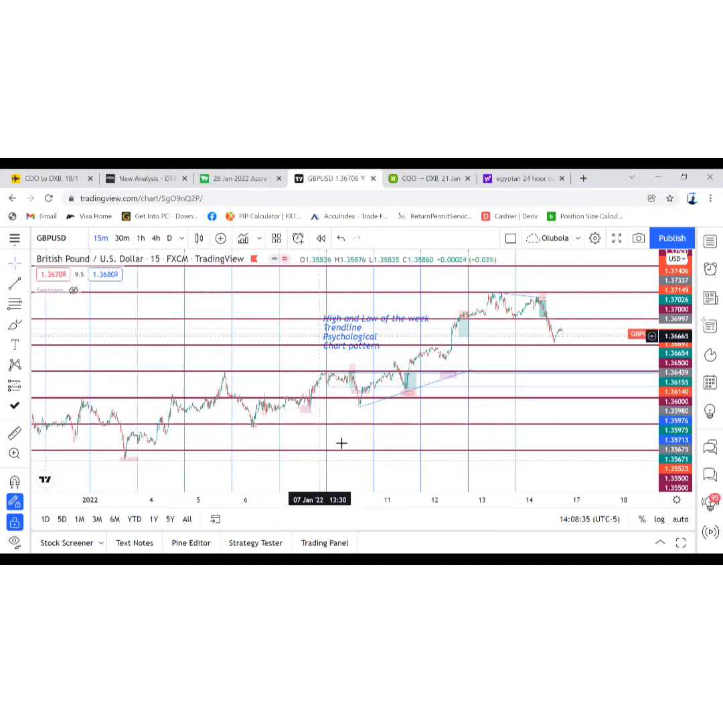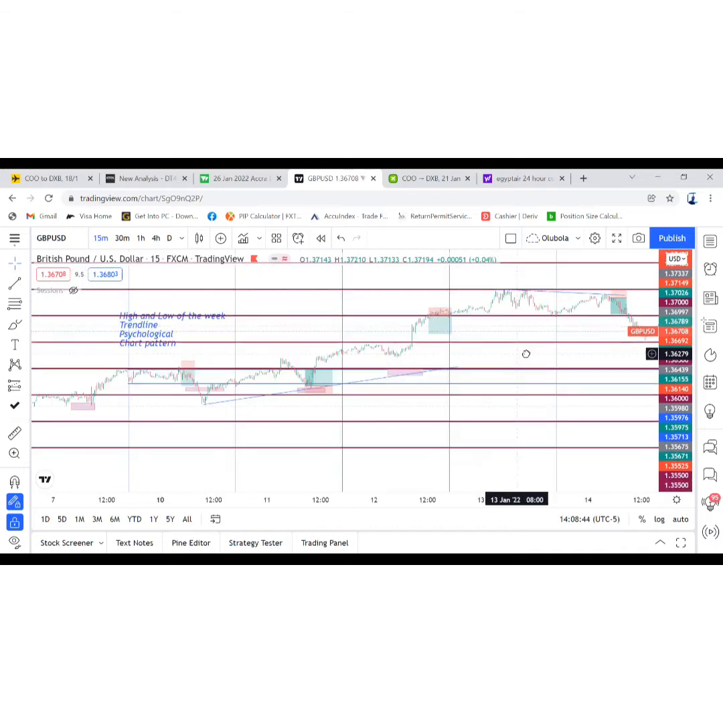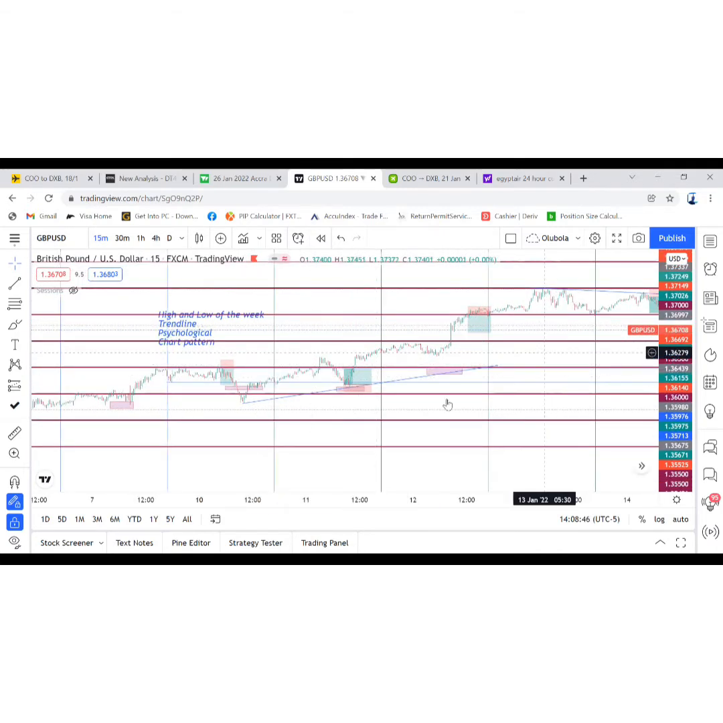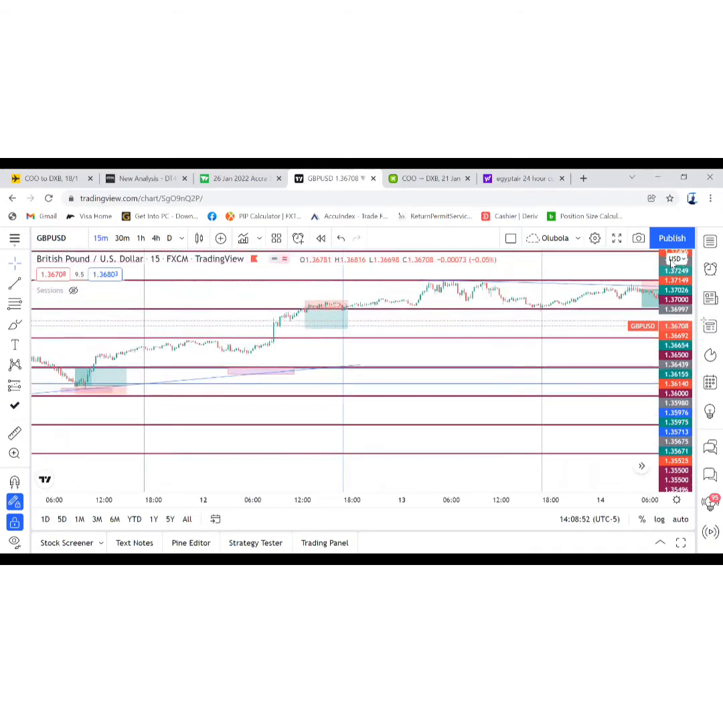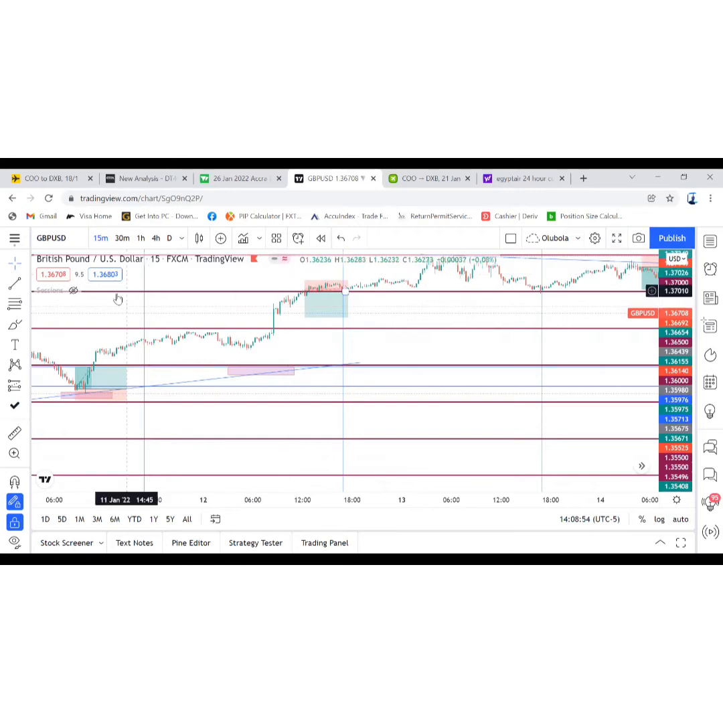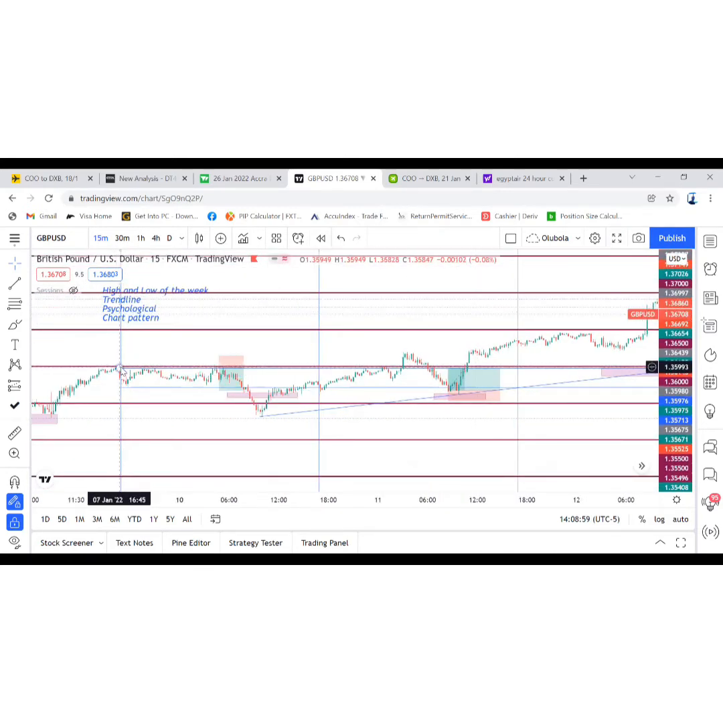So now this is my 15 minutes time frame. After I've identified my high and low of the week, I come back to my 15 minutes time frame and I pick most of my trades on 15 minutes. So I have my high and my low to be here.